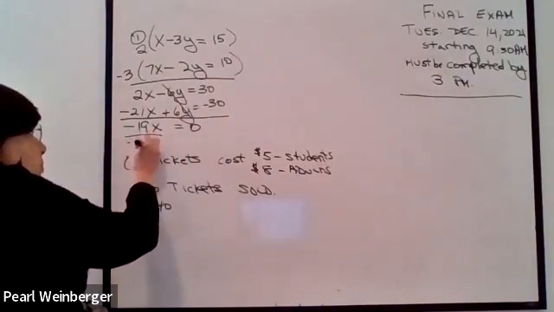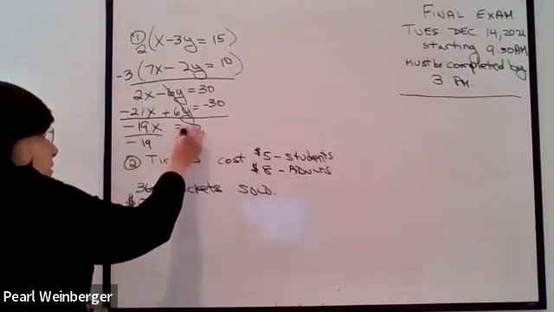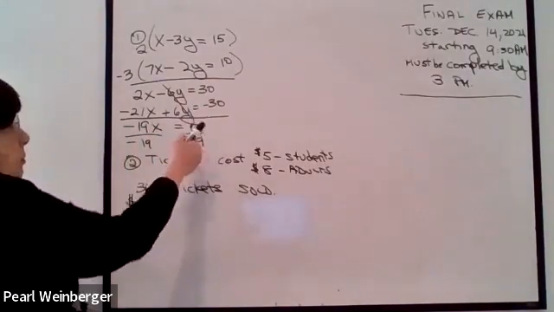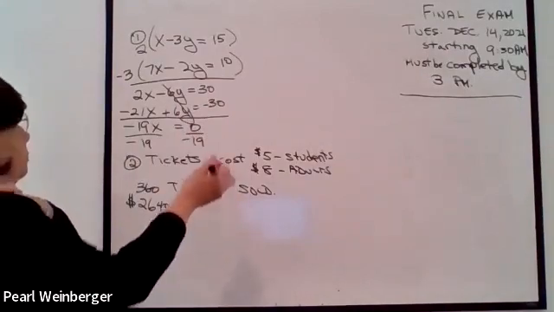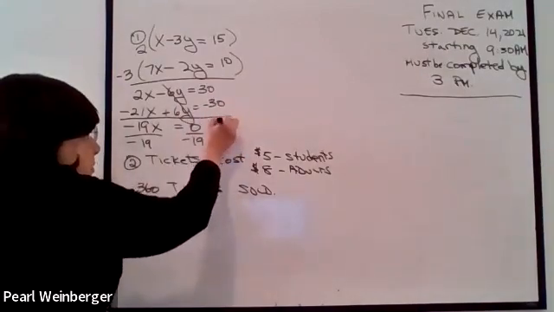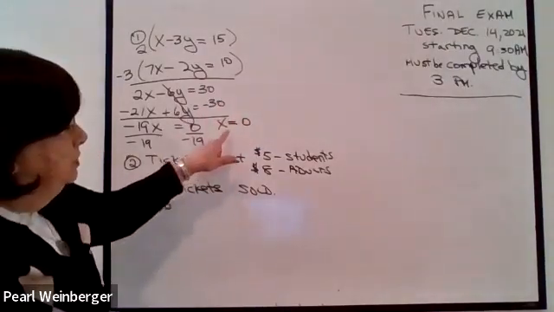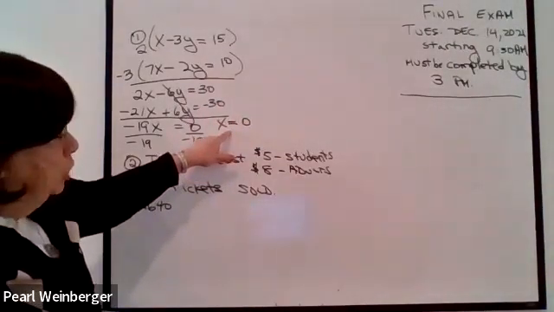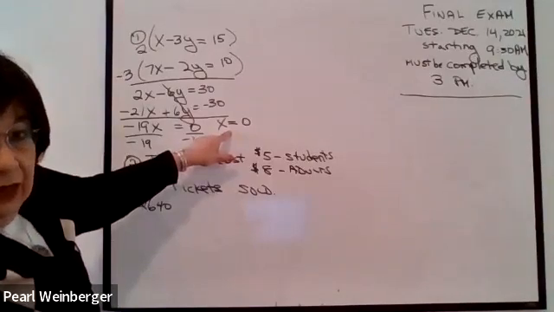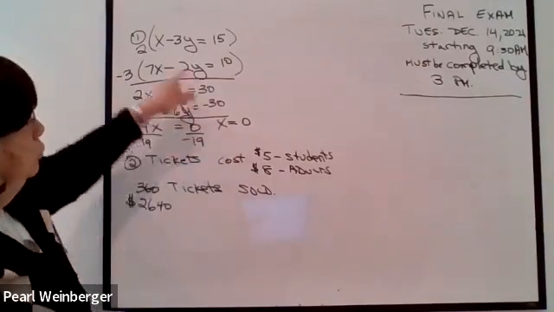And I'll just divide both sides by negative 19. And then 0 divided by negative 19, of course, is 0. So it turns out that my x is 0. Now, when I'm solving a system of equations, it can't be just the x value. I have to have the y value as well.